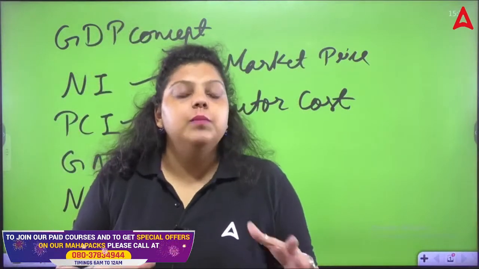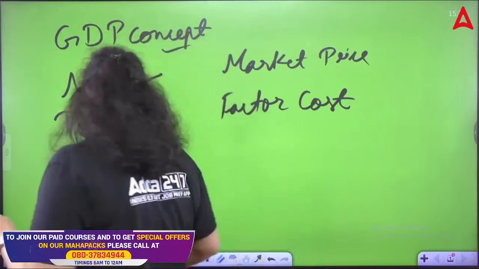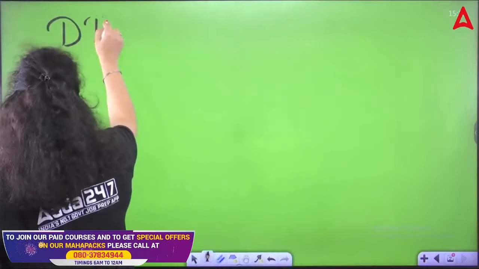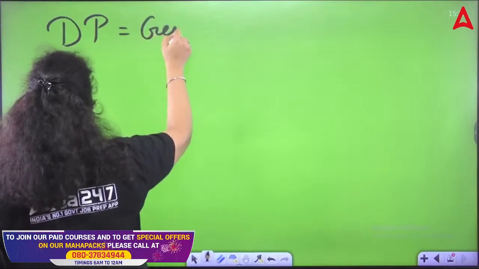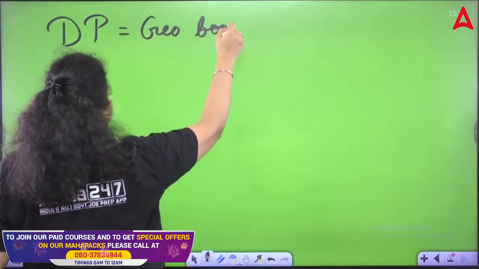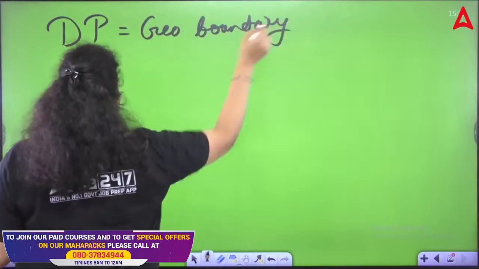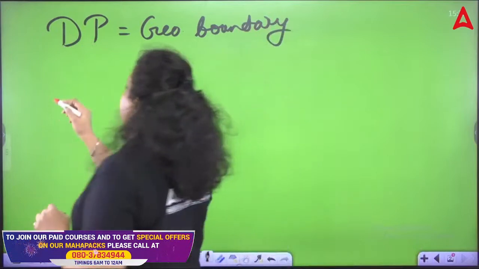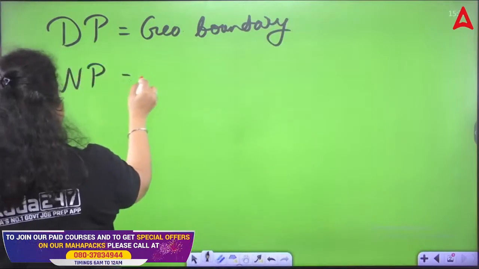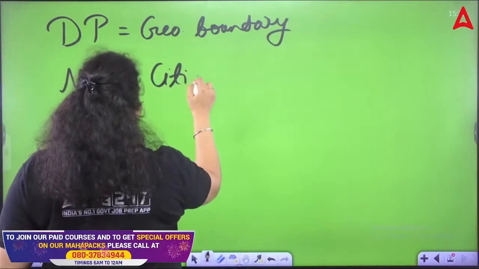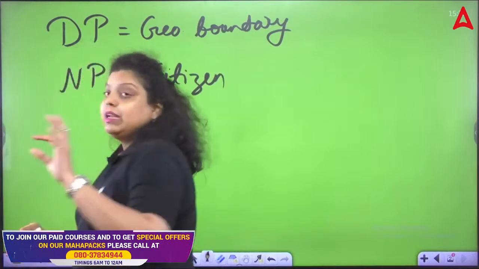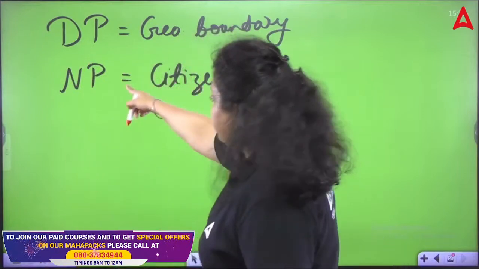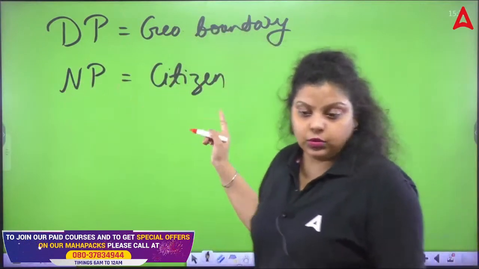So what we are doing here, whenever you find the term domestic product, it means the production within the geographical boundary will be counted. The production within the geographical boundary will be counted under the domestic product. Whenever you see the name national product, it means the production by the citizen will be counted. It doesn't matter whether the citizen is living in the country or outside the country, but the production should be counted by the citizen. Okay.